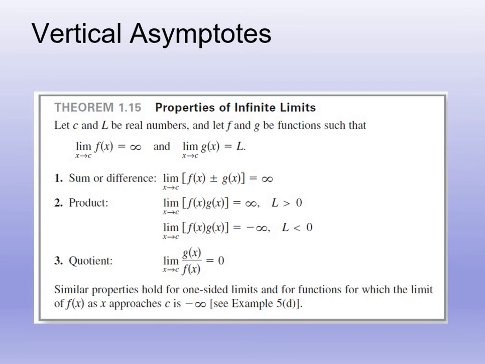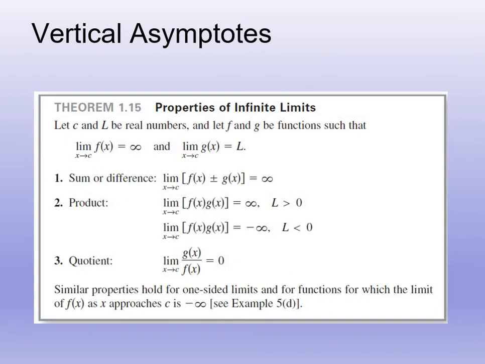And the quotient, right? Here's the quotient one we've got to pay attention to, okay? If we have g of x over f of x and x is going to c, we will get 0, okay? So we just have to understand that. We're going to apply these properties in the next couple of examples so that they will make sense to you, okay? So this theorem is only implied because we're defining above that the limit of f of x as x approaches c is infinity, and the limit of g of x as x approaches c is L.